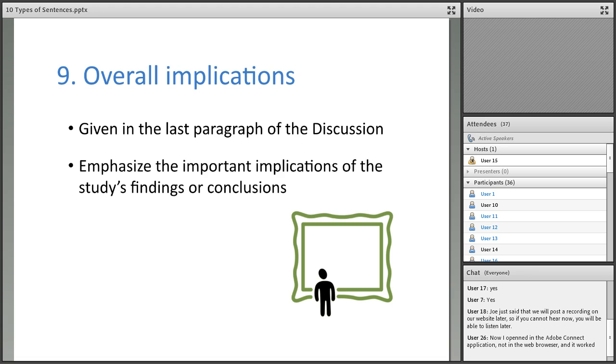Okay, we're moving now to the very last paragraph of the discussion section, and this includes 2 of the 10 types of sentences that every paper should include. And the first is the statement of the overall implications of the study. You can use this type of statement or 2 to reemphasize how scientific thought or patient care can or should change as a result of your study.